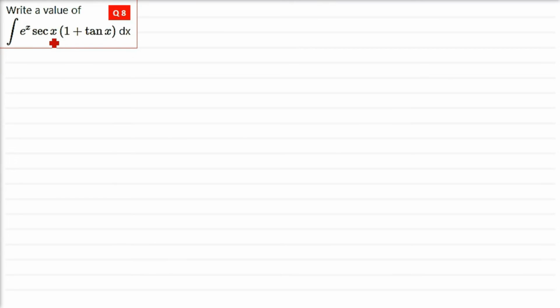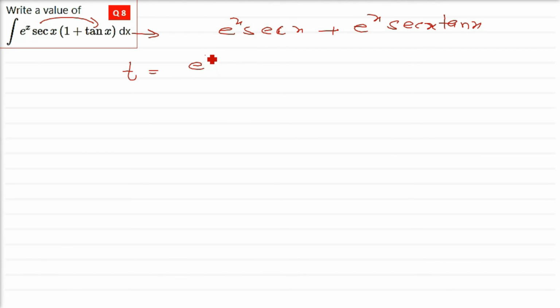Now we have just done a question like this, and we need to get this e raise x sec x. Just multiply this first. So e raise x sec x, then we multiply e raise x sec x with tan x. So this will be e raise x sec x tan x. Now what do we take so that we get this whole expression, as we just did in the previous questions? So let's take t as e raise x sec x, recalling the differentiation activity we have done in the past. So dt by dx will be e raise x sec x tan x.